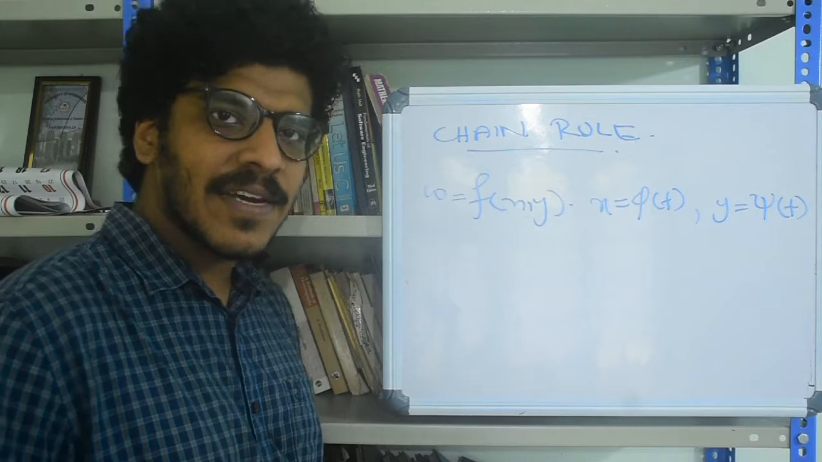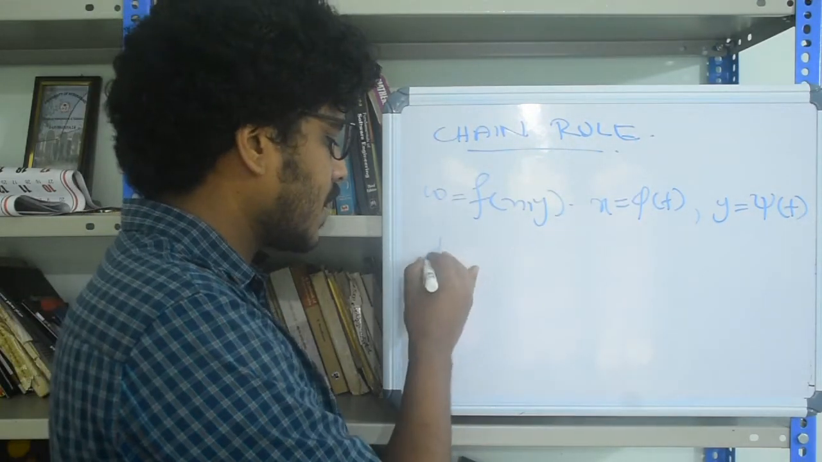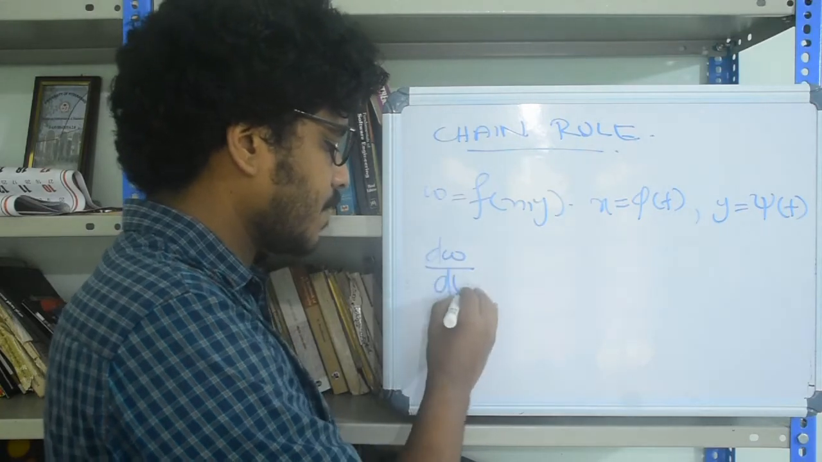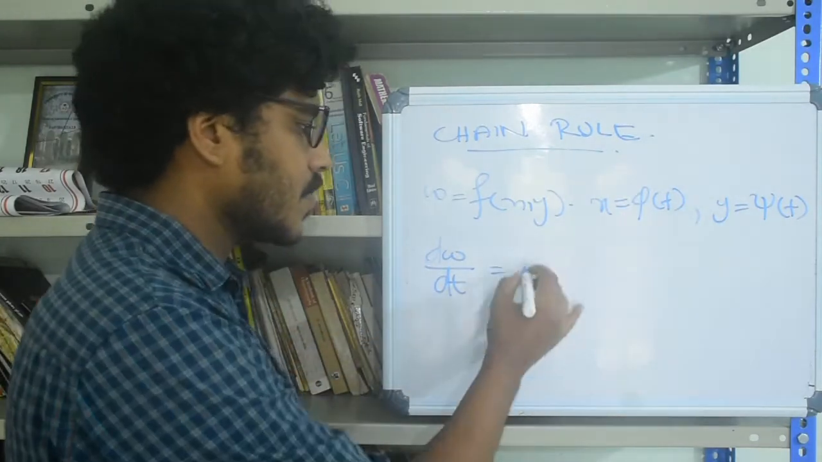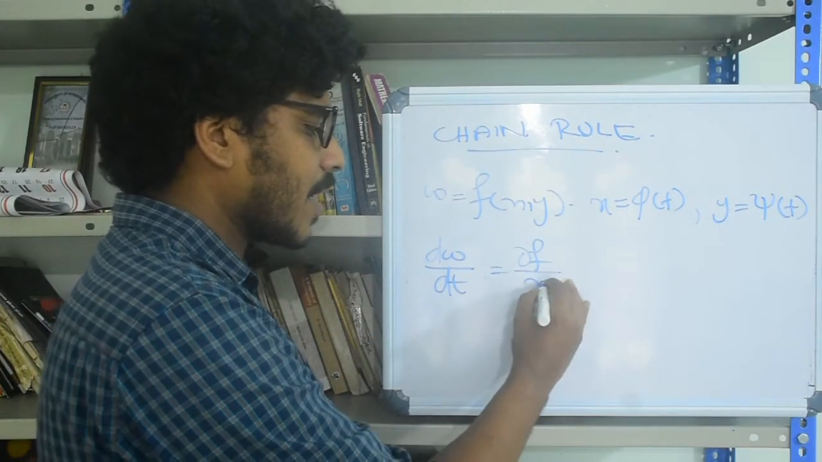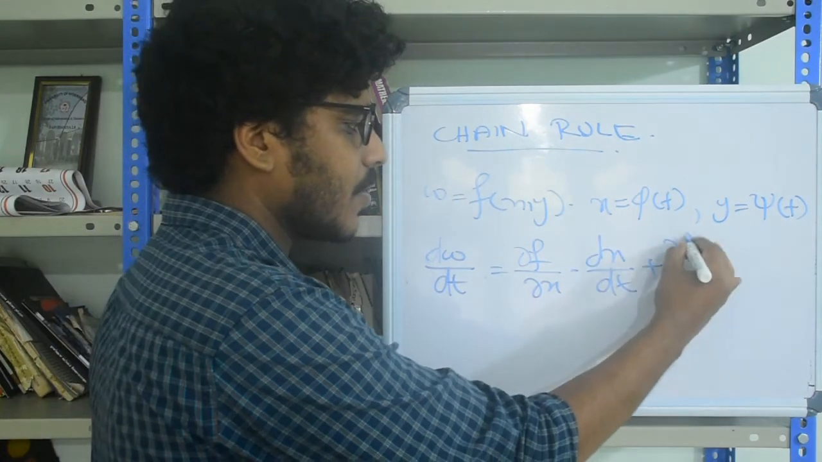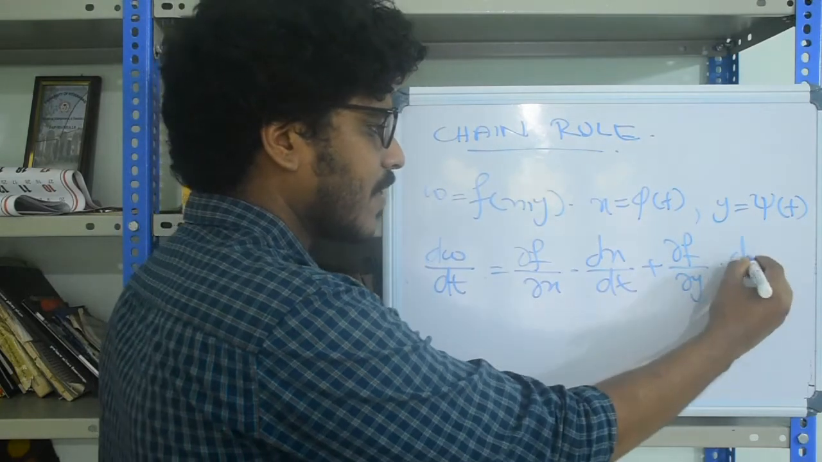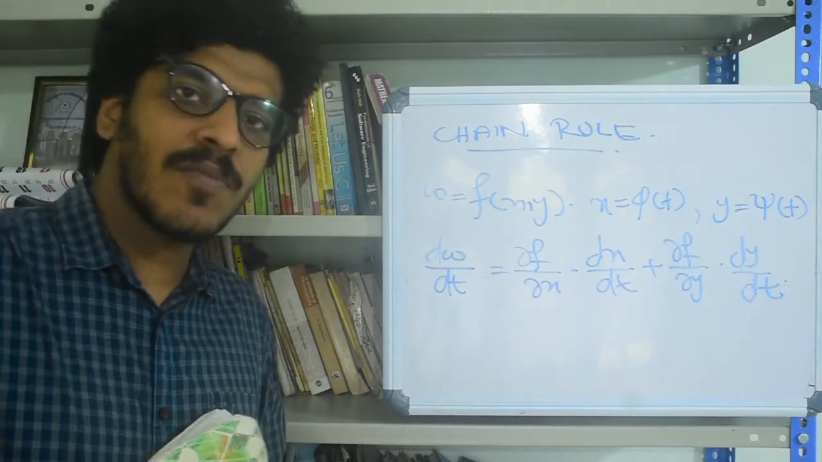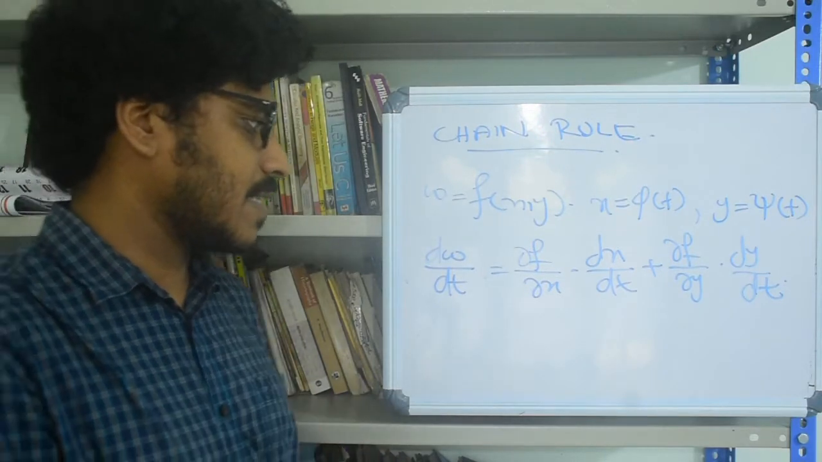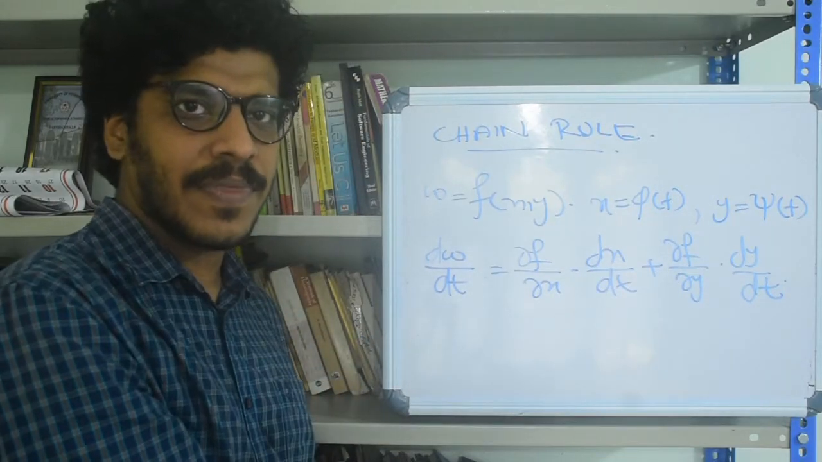From this setting, we can use the chain rule to evaluate the derivative of w with respect to t. This may be expressed as dw by dt is equal to partial f by partial x into dx by dt plus partial f by partial y into dy by dt. Note the change that happened here. When we moved from a single variable to a two variable function, we have something new, the partial derivatives.